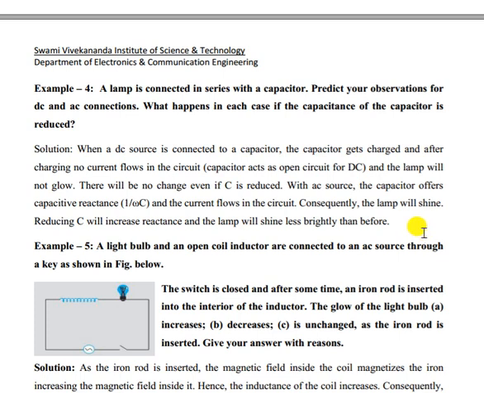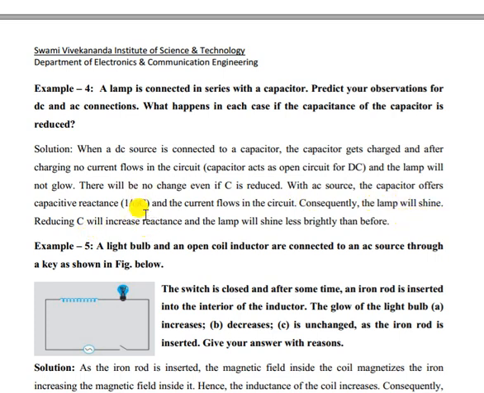Okay. Why? I equals C dV/dt. V is constant. Then what will happen? dV/dt is 0, so I equals 0. That means it is open circuited, and the lamp will not glow as current is not flowing. Now if we apply an AC source, the capacitor offers capacitive reactance 1 by omega C. Current flows in the circuit. Consequently, the lamp will shine or glow.